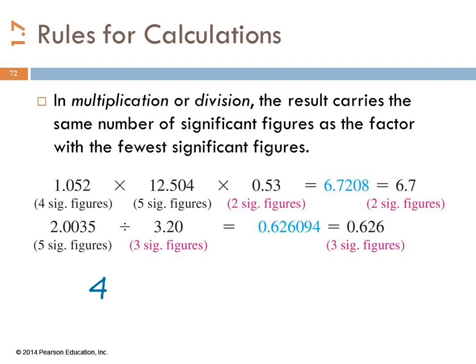What if we had 4,972 meters, and we needed to round that to 2 significant figures? Would that be 50 meters? No, that's silly, right? Because it was 4,972. That's almost 5,000. We can't just make that 50.